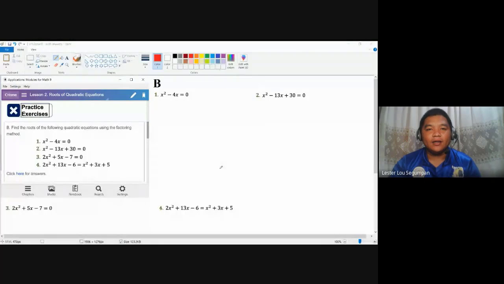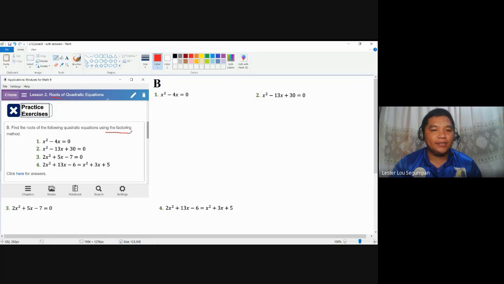So this is still on roots of quadratic equations, but here we are now required to use the factoring method to solve the four items here. I mentioned in the previous video that the extracting square roots method is easiest if, first, there is no b coefficient, and second, if one side of the equation is already expressed as a square of a binomial.